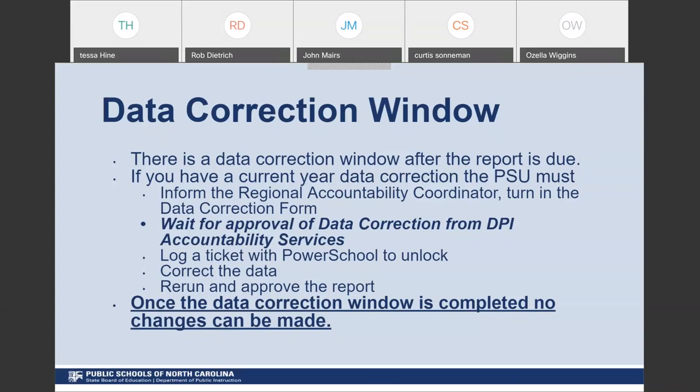So data corrections can be submitted throughout the summer if they're identified. The final official data correction window is the day after the state board meeting in September, which is, I think, the 3rd this year, until the following Friday. I'm trying to do my mental math, so please forgive me, like the 12th or 13th, whatever that Friday is, that would be the end of it.